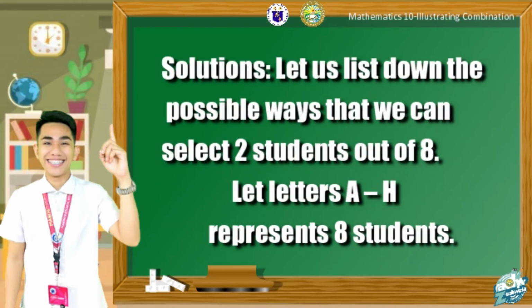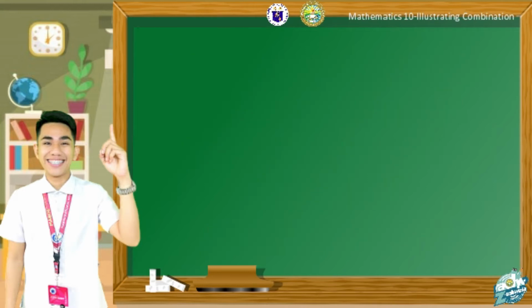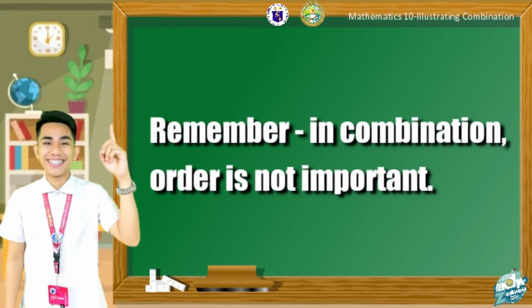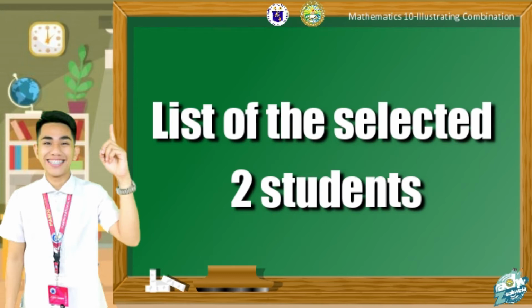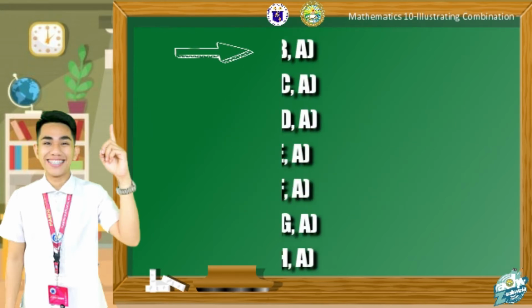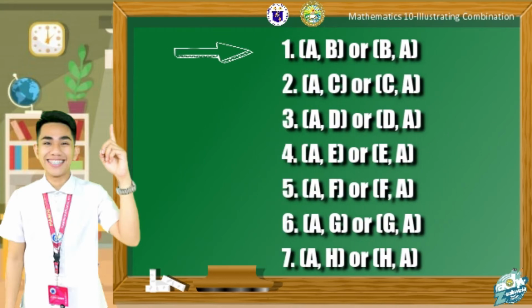Solutions. Let us list down the possible ways that we can select 2 students out of 8. Let letters A, B, C, D, E, F, G, and H represent 8 students. Remember, in combination, order is not important. So these are the list of the following students. Number 1, A and B, or B and A. Number 2, A and C, or C and A. Number 3, A and D, or D and A.